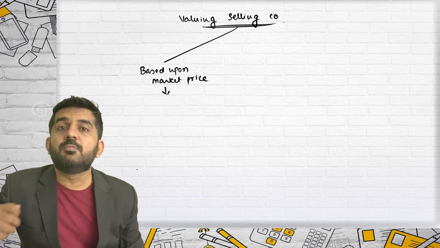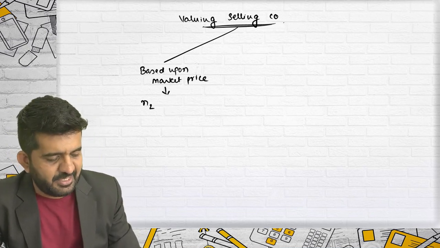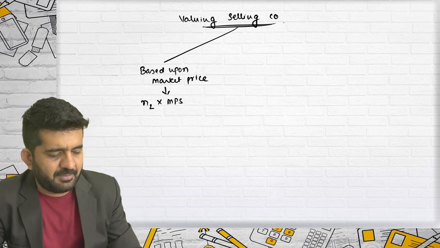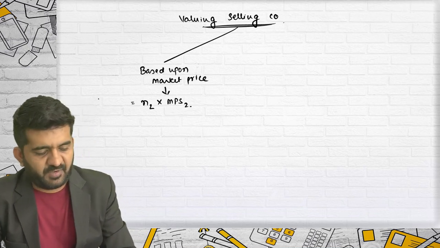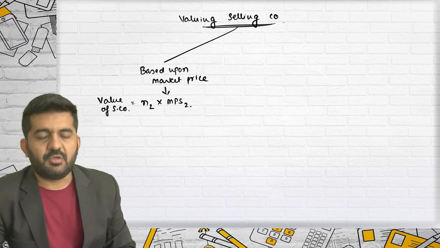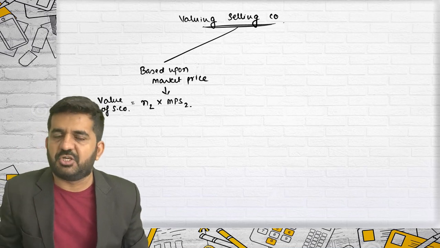So how much money or worth you are giving to shareholders of the selling company is N2, that is the number of shares of the selling company multiplied by MPS2. This is how you are finding out the value of a selling company, or purchase consideration. This can also be termed as purchase consideration.